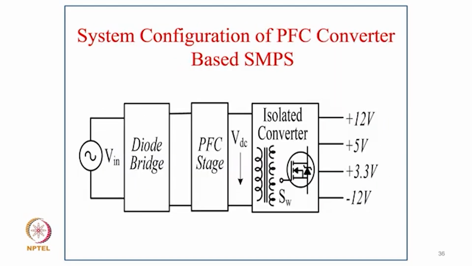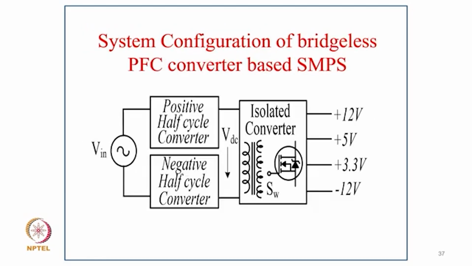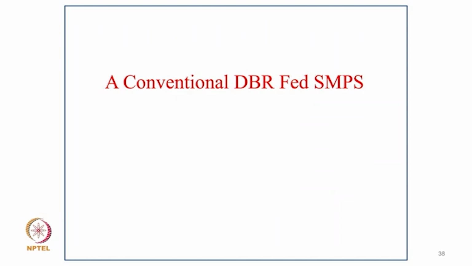And then we have typically the power factor correction. After the diode rectifier, normally we put a power factor correction stage followed by an isolated DC-DC converter for the multiple outputs. And then we have a bridgeless power factor correction converter also. We use two converters, virtually DC-DC converters, one for the positive half cycle, another for the negative half cycle. So the diode bridge is virtually eliminated, and then we have an isolated DC-DC converter in this switch mode power supply.